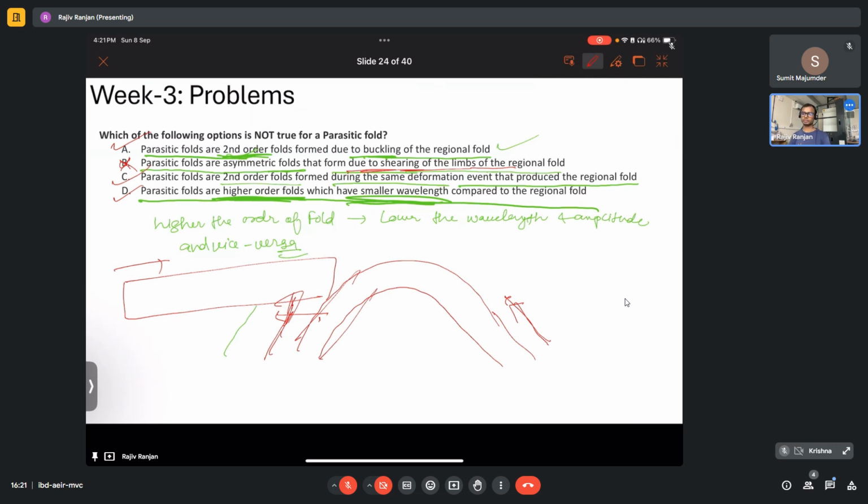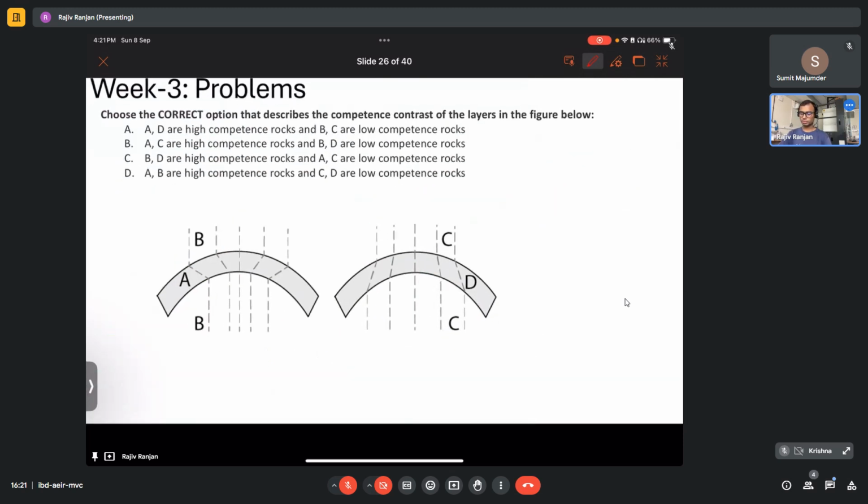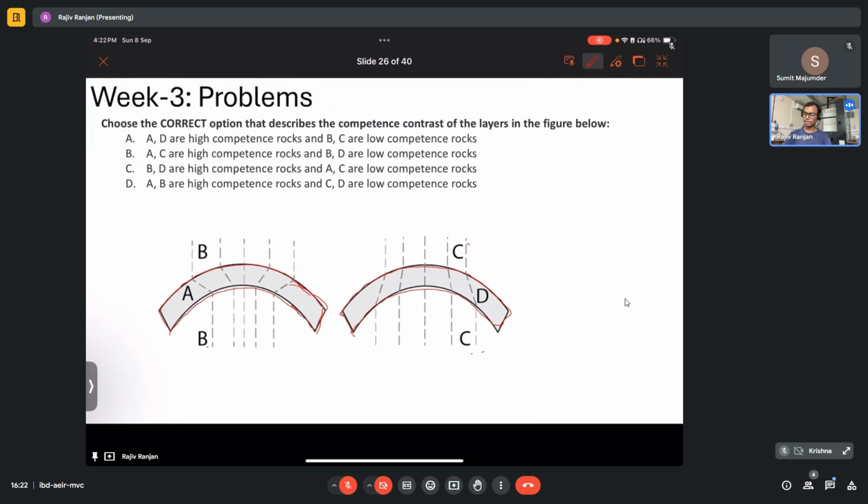Right? Okay, good. Now let's move to another question. Choose the correct option that describes the competence contrast of the layers in the figure below. So we have here a fold. Last time, in the last class, I discussed cleavage refractions. So this is a fold with layers. This is layer D, and this is another layer C, and B, B, C, C, and D, and A.